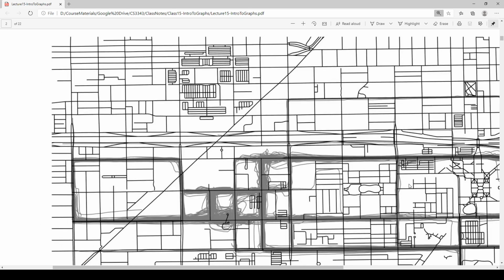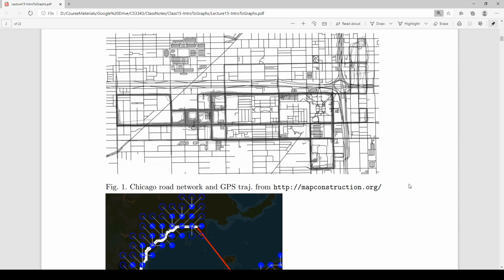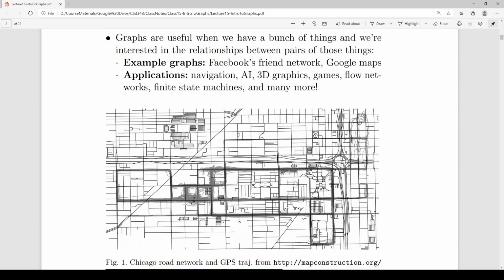Okay, let me zoom back out. So that's one application right there, right? Representing a road network of a city, representing trajectories, this weird bunch of GPS trajectories. You can see they wiggle off the road because there's an error associated with the GPS trajectory, especially if you're around tall buildings. The positioning can actually be off.